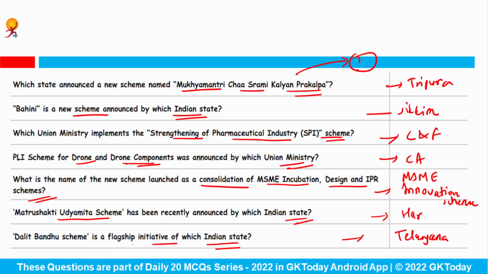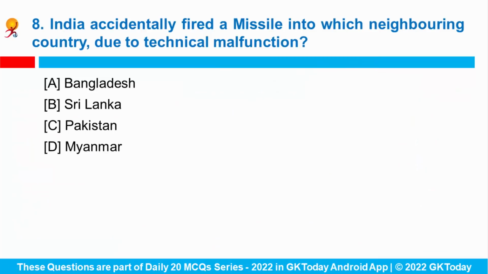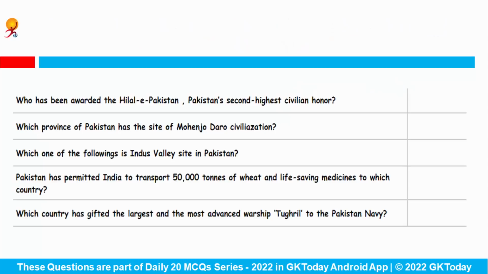Okay. Next question. India accidentally fired a missile into which neighboring country due to technical malfunction? So India accidentally fired a missile into Pakistan due to technical malfunction, and a high-level court of inquiry has been ordered into the incident. So as per the Pakistan, the missile flew more than 100 kilometers inside the airspace at an altitude of 40,000 feet before it landed. As there was no warhead on the missile, so it did not detonate. Okay. Now talking about Pakistan, let's see some of the important things.